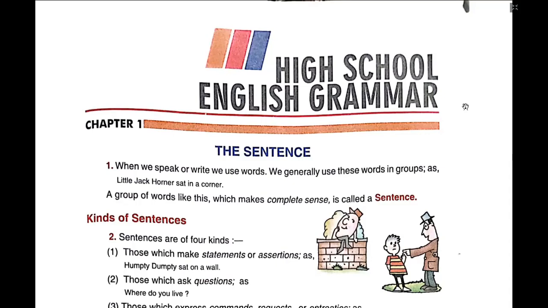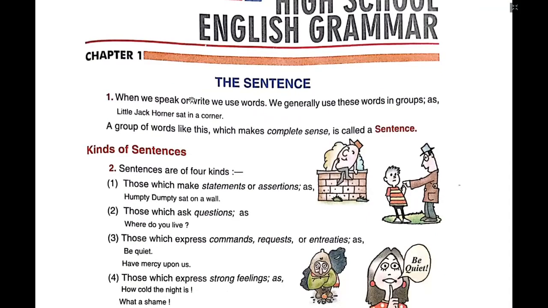Little Jack Horner sat in a corner. So this sentence gives a complete sense. You have come to know that Little Jack Horner is sitting somewhere in a corner, so it makes complete sense. So it is called a sentence. There are different kinds of sentences. Sentences are of four kinds.